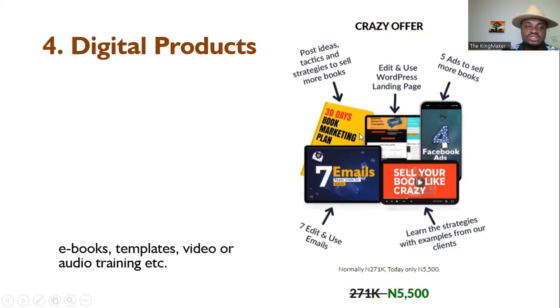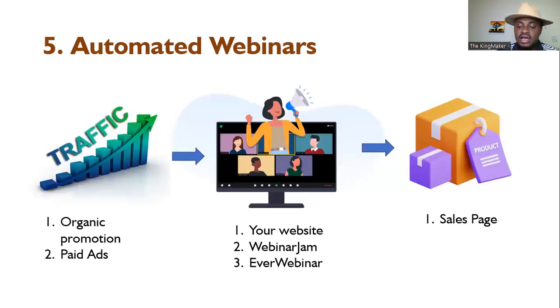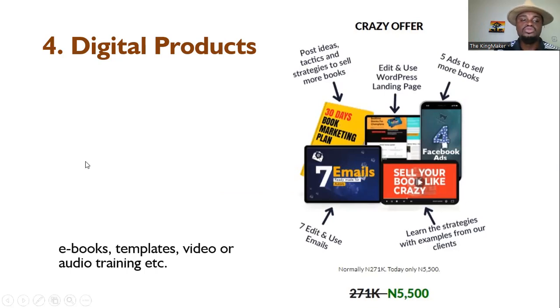So what we did was put them together as a bundle and sell it. Those are digital products that you can sell, and you don't have to create them again. Once you create them once, you put them together. So ebooks, templates, video, audio training, you can sell them separately or you can put them together. They are very good revenue streams. So that's for digital products.